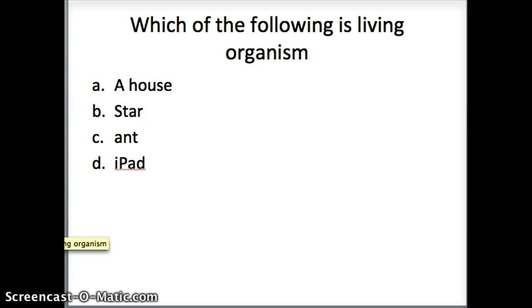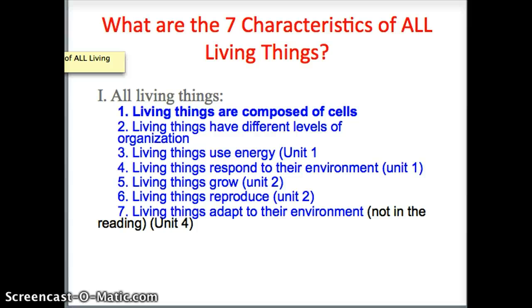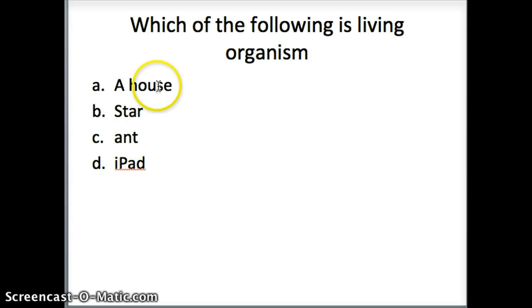Next question. Which of the following is a living organism? A house, B, a star, C, an ant, D, an iPad. For this, we got to make sure we keep in mind our 7 characteristics of life. So make sure you're referencing these as we go through. Looking at these answer options, a house. Some parts are made out of cells, some are not. Houses cannot reproduce. They cannot grow unless humans build more house next to it. They do not respond to stimulus. Houses are not alive.